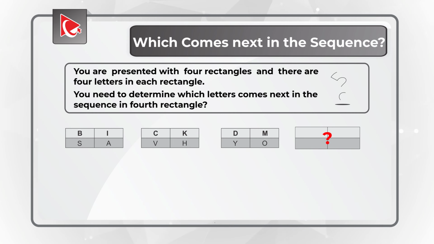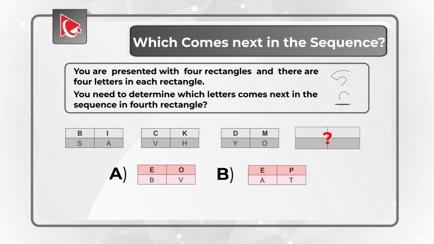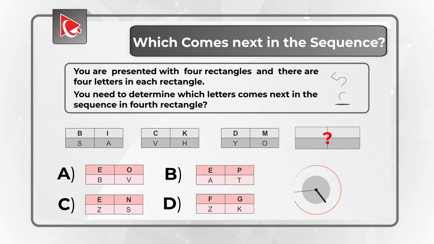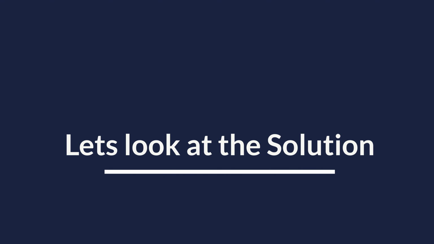You need to determine the item that comes next in the sequence, and you're presented with the 4 different choices. Choices A, B, C, and D. Take a close look to see if you can determine the answer. As I mentioned, this is one of my most favorite questions. Let's move forward so I can share the solution with you.